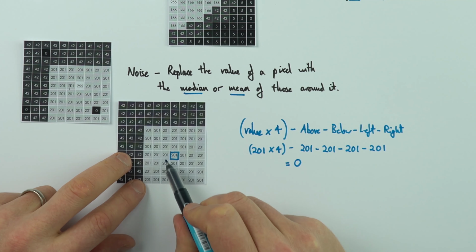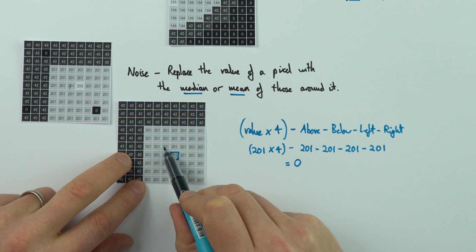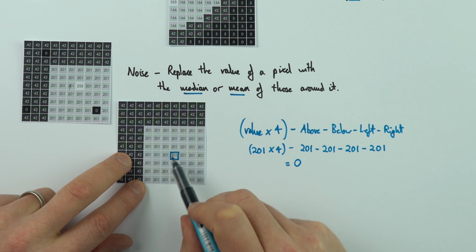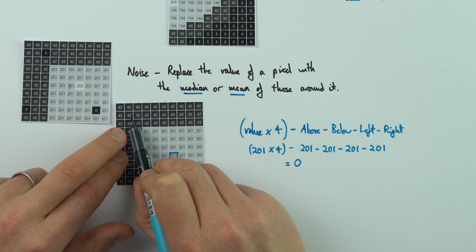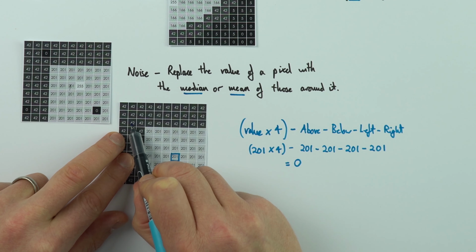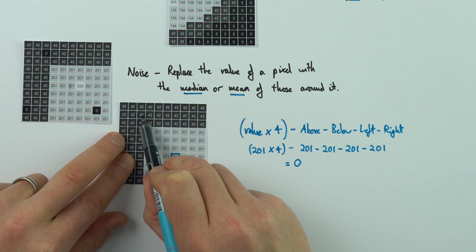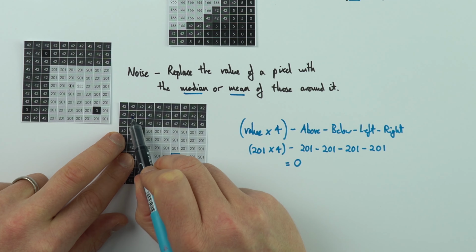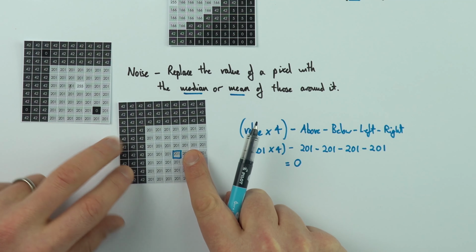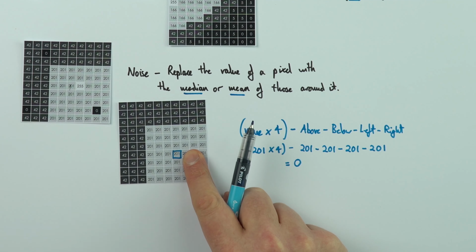And this means that if you've got a pixel which is surrounded by pixels of the same colour, that then becomes black. This one over here, the 42 up here, we'd have 4 times 42, take away 42, take away 42, take away 42, take away 42, which is then just 0 as well. So we can see that these areas here all become black, and these ones all become black as well.